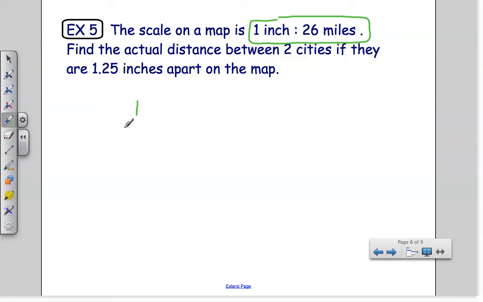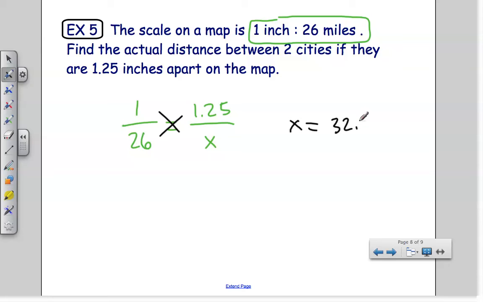You know that 1 inch on the map applies to 26 miles real life. Well, then that should be the same ratio as 1.25 inches on the map. How many miles real life? In this case, you notice I'm just doing 1 times x, or x. And I end up doing 26 times 1.25 this way. And I get 32.5. Now this was in miles, actual distance between the cities.